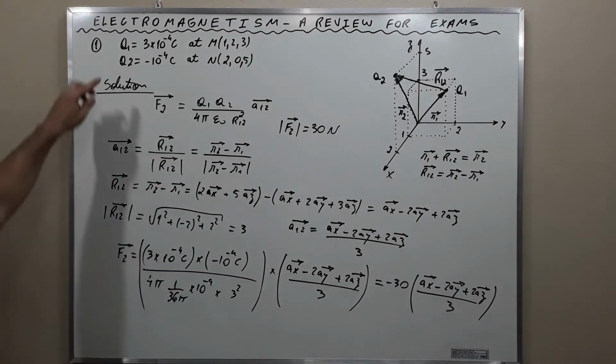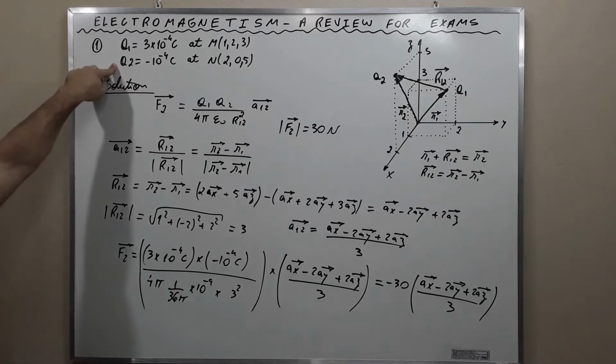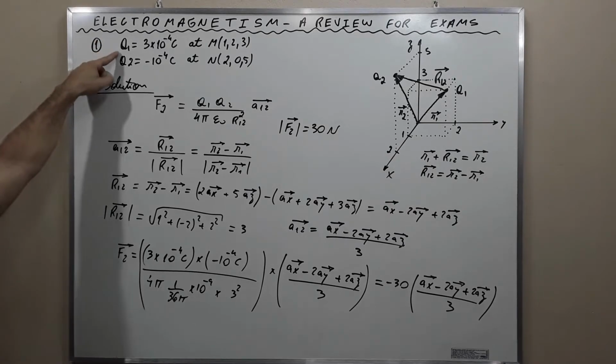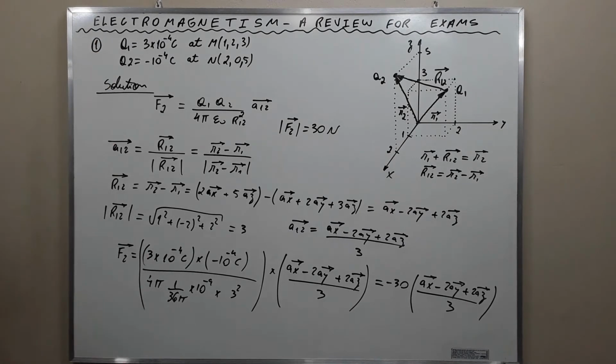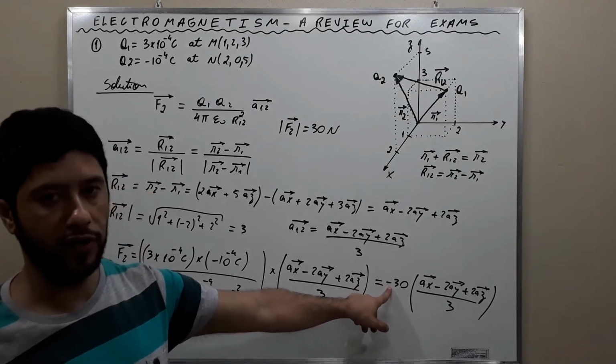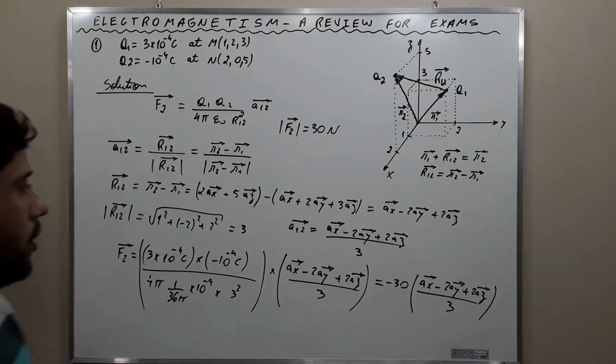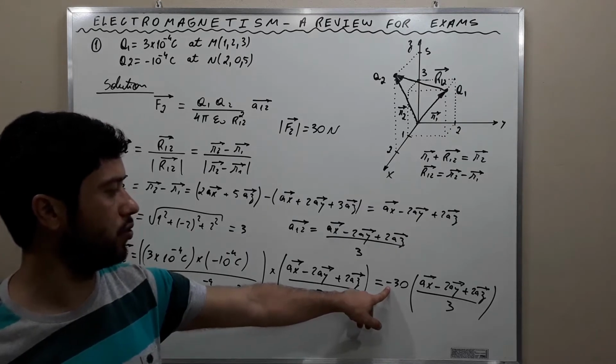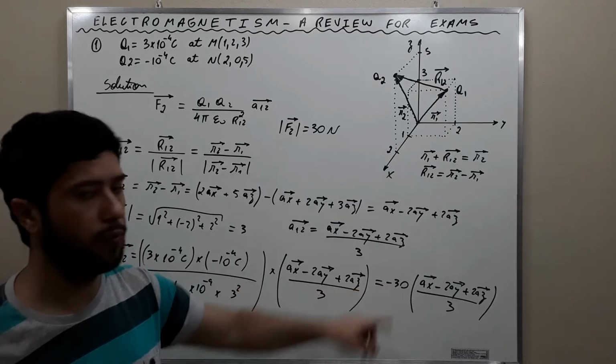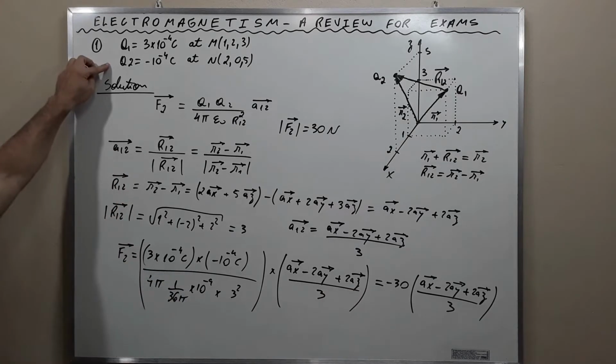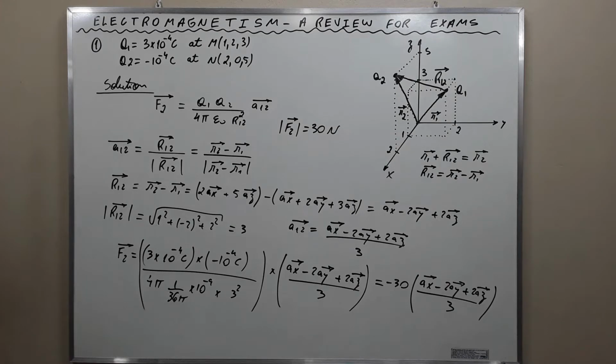You see that they are of different polarities. This is a positive charge, this is a negative charge. So this negative sign here represents attraction. Okay? When calculating force, you discover a negative sign. It represents attraction. Charges of different polarities attract each other. Okay, this is all for exercise 1. Let's go to exercise 2.